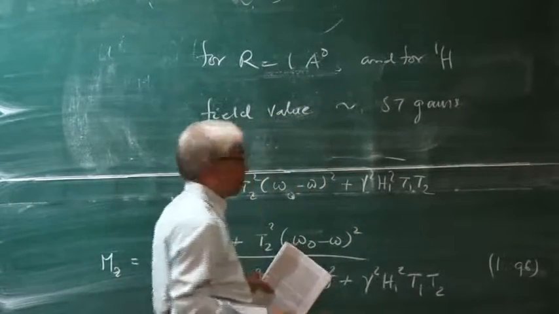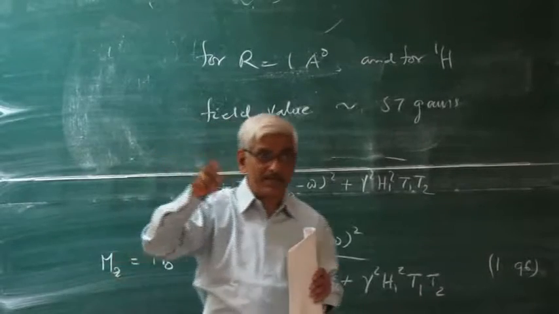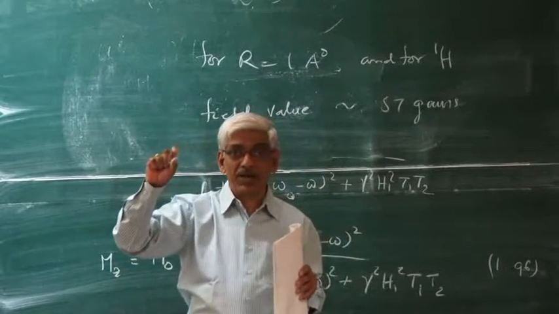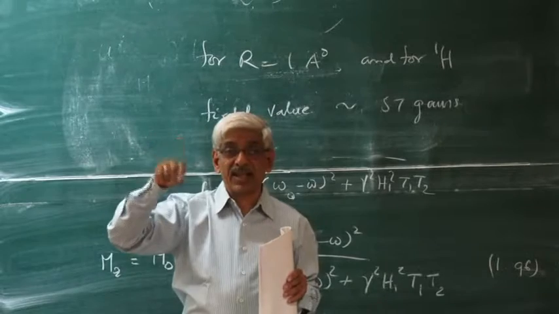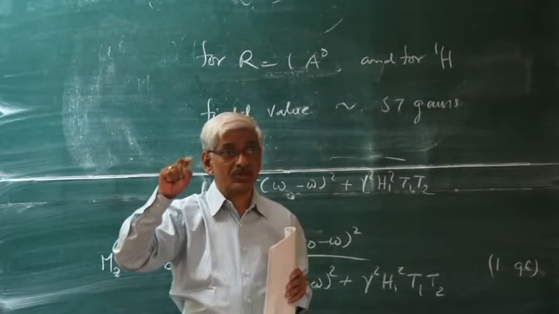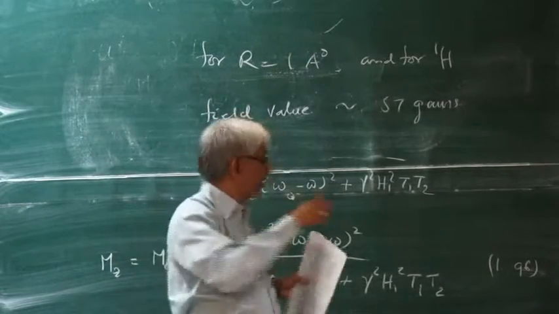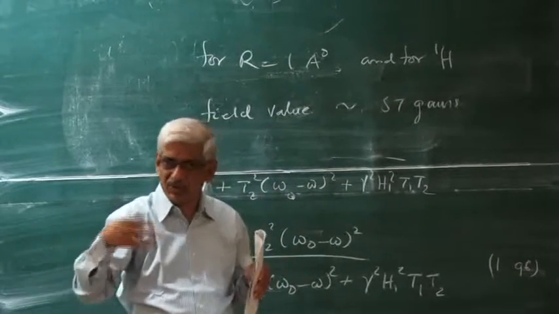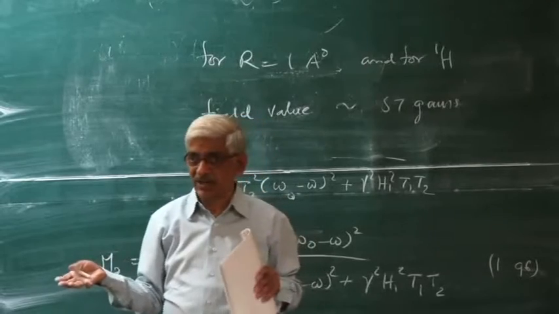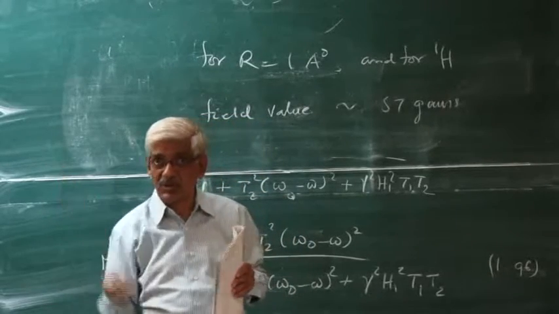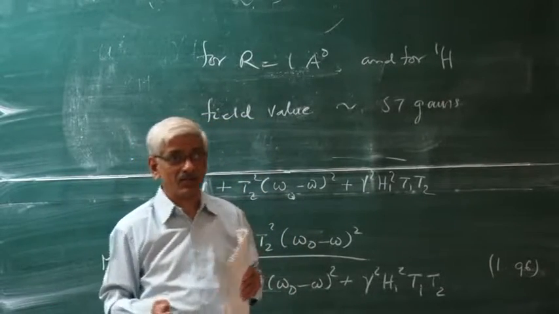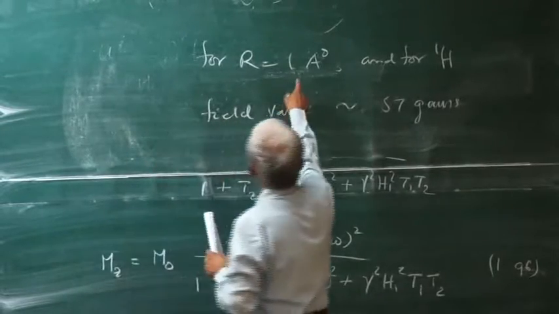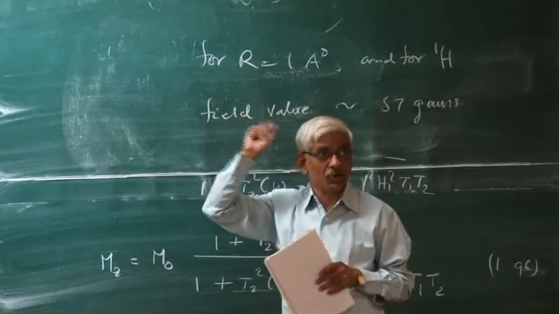So you compare that with H1, what we are applying. The H1 RF field, which we apply to cause the transitions, is in milligauss. That magnitude is in milligauss, and this is Gauss at 1 angstrom. If it is 2 angstroms, of course it will be a factor of 8 difference, but still it is in Gauss, so quite a substantial number. Therefore a huge field is created at the site of the other nucleus.